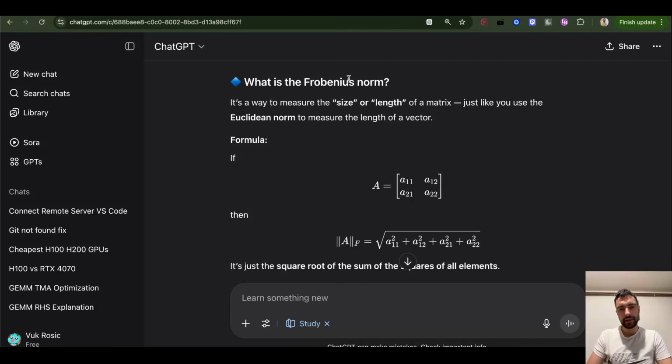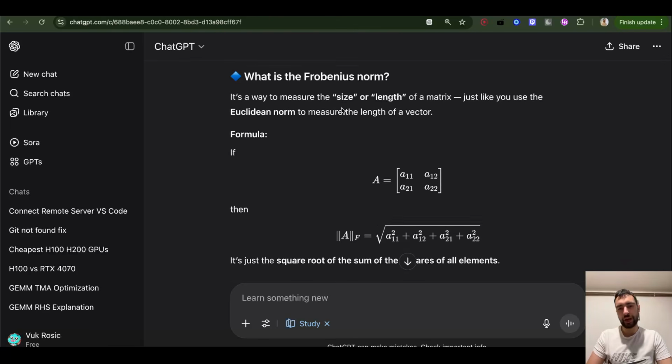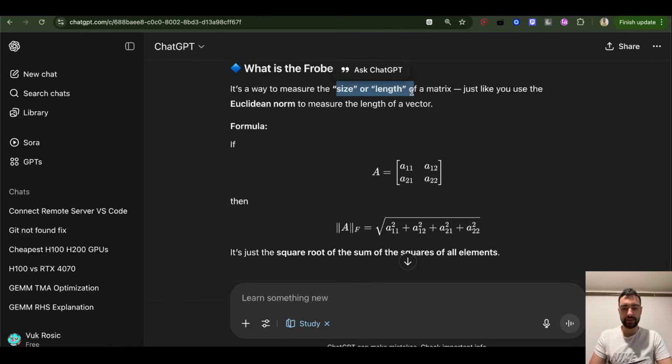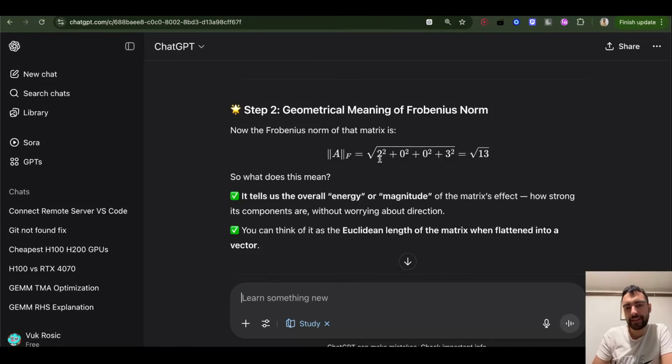Then let's learn about the Frobenius norm. This is going to calculate the length or size of the matrix. It's just squaring all of the values in the matrix, adding them, and taking the root of the result.